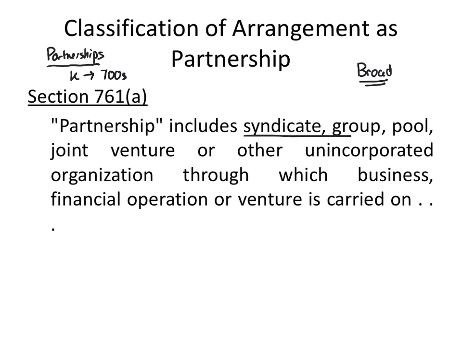Notice that syndicate, group, pool, joint venture does not in any way mean it has to be an entity for federal tax purposes. Well, I'm sorry, it doesn't have to be an entity for state law purposes. That's what I should say, sorry. So again, as I mentioned earlier, you don't have to have an entity for state law purposes to be treated as a partnership for federal tax purposes. That's extremely important. We're going to talk about that, but just keep in mind this is very broad.